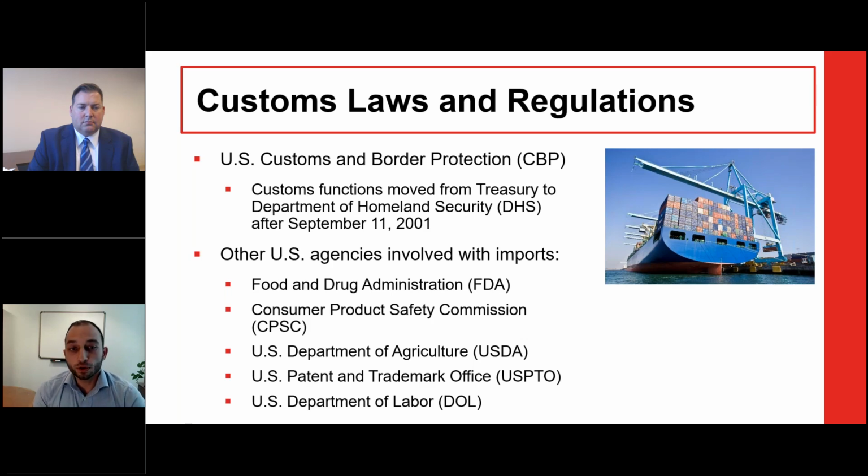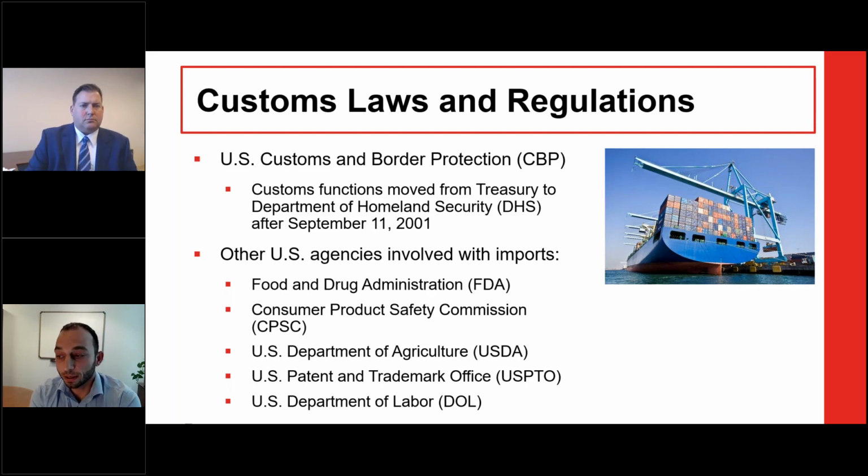I guess the first question is who administers the customs laws and regulations? Well, the primary agency is, as you all know, Customs and Border Protection. The agency was under the Department of Treasury prior to 9/11, but they were moved to the Department of Homeland Security after that.